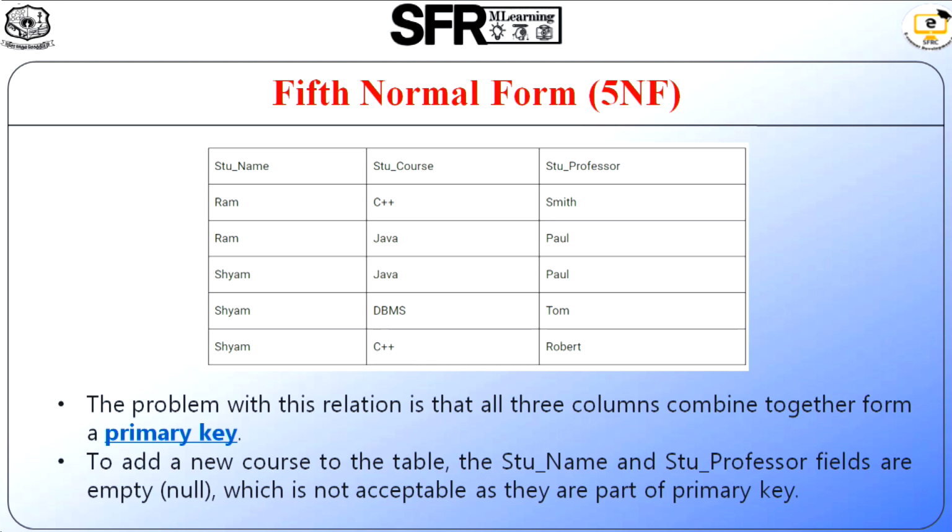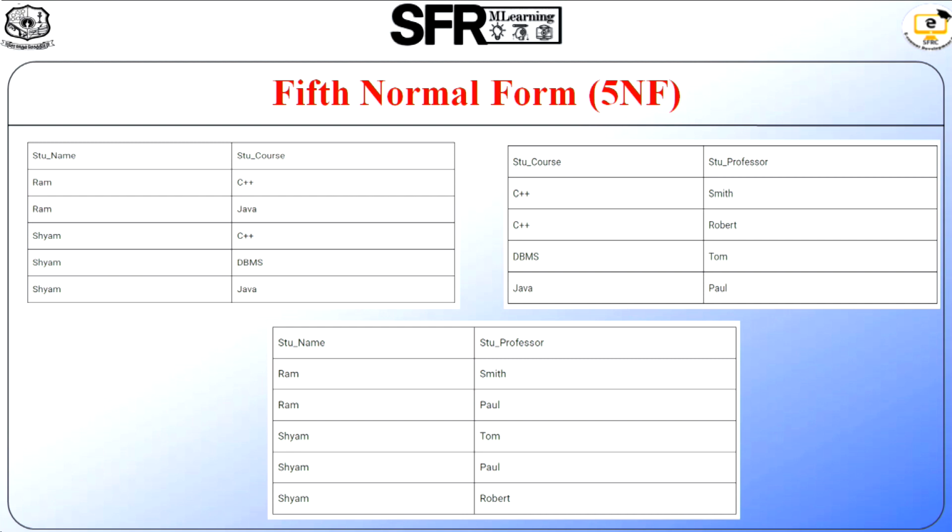So we decompose this table into three tables. First, student name and student course in one table, student course and professor in another table, and student name and professor in another table. These three tables do not violate the rules of 5NF.